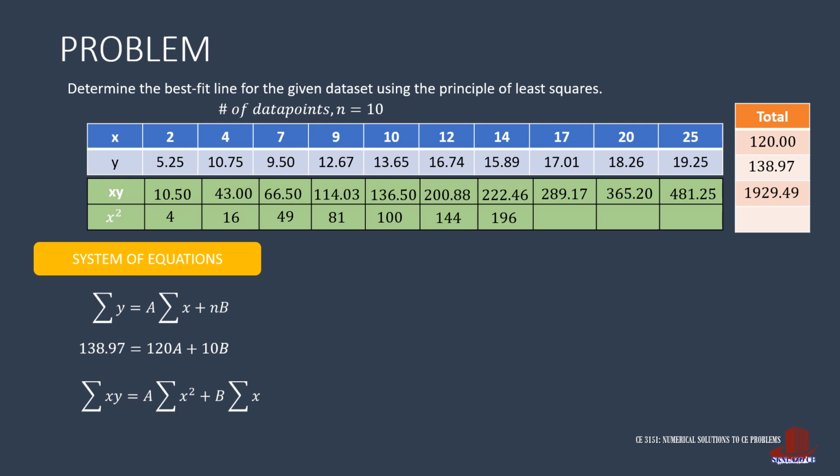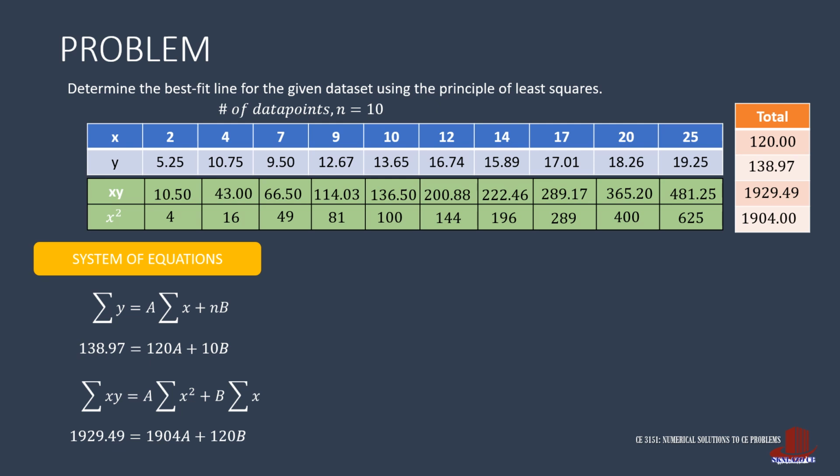144, 196, 289, 400, and 625. The total of x squared is 1,904. So the second equation becomes 1,929.49 as equal to 1904a plus 120b.